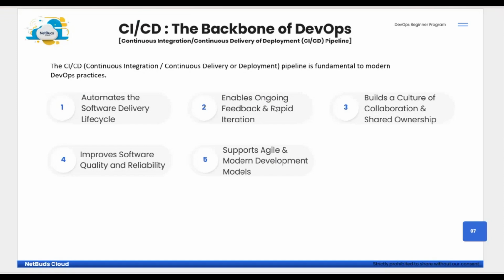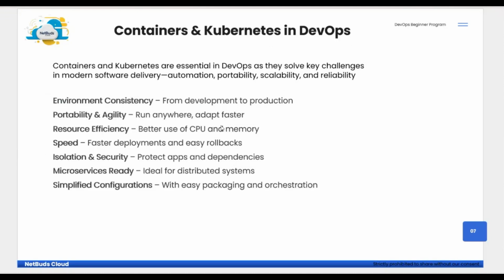Then CI/CD, like I said, is the backbone of DevOps. It enables you to automate the software development cycle and build a culture of collaboration. We're going to be doing all this in CI/CD. The first thing you hear when somebody talks about DevOps most times is CI/CD.